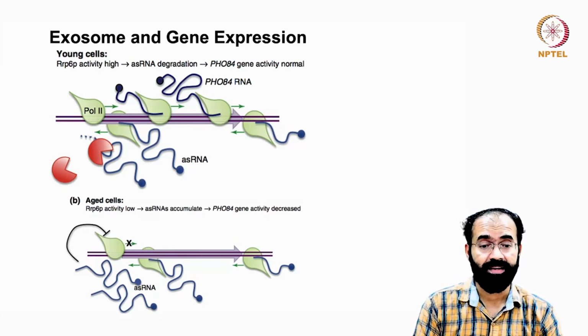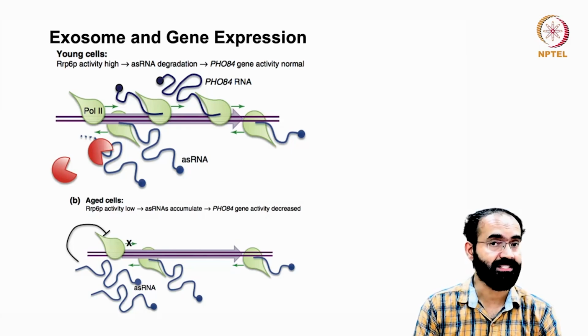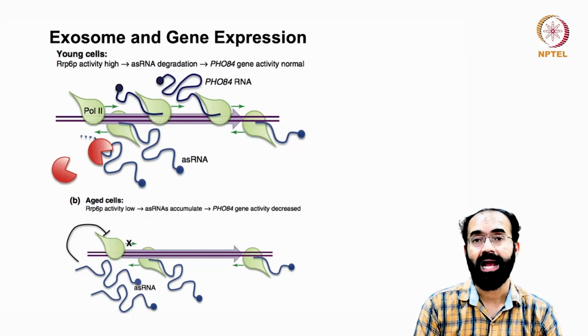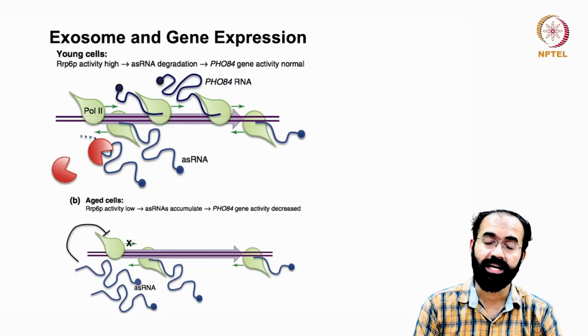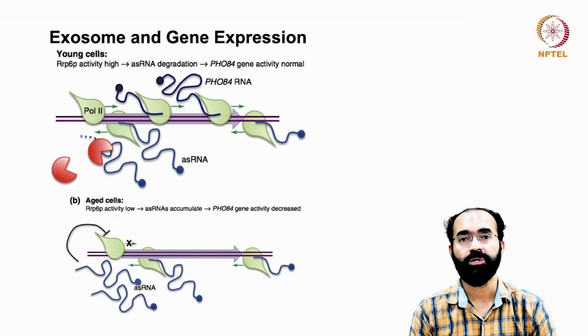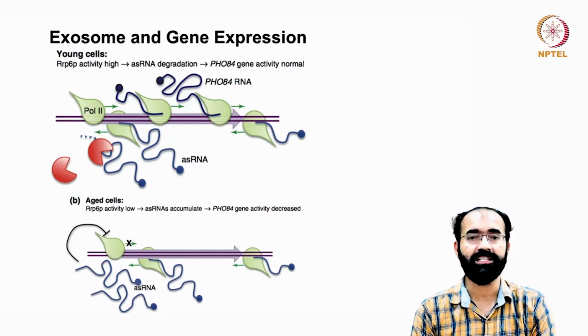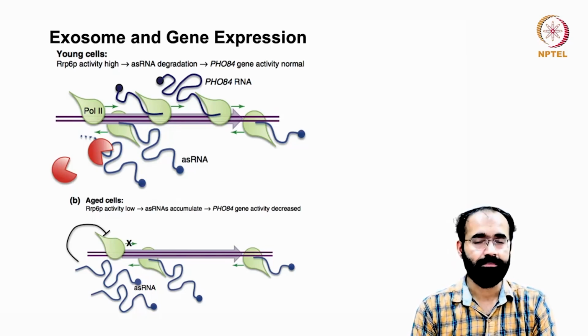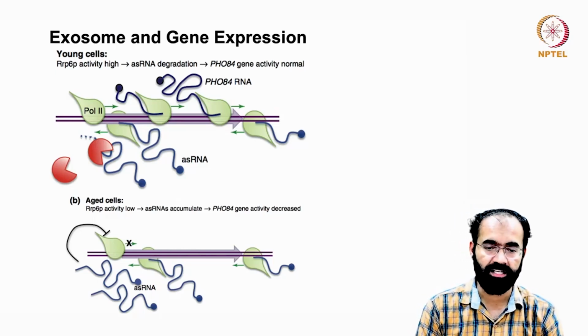Now, when the RRP6P, which is an exosome, when the activity is high, the antisense RNA can be degraded, and because of this, the 484 RNA can be formed properly without any problem, because there is no one to pair with the 484 RNA, and it will be happily translated, and the 484 protein is formed.